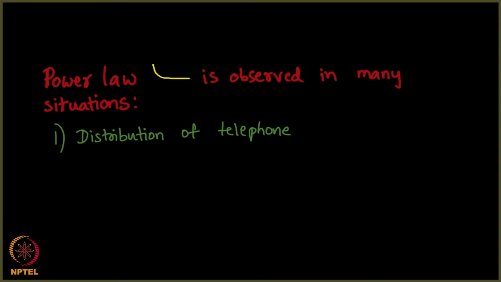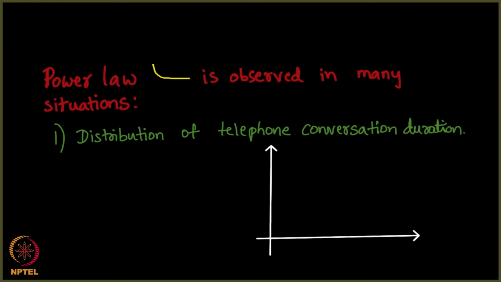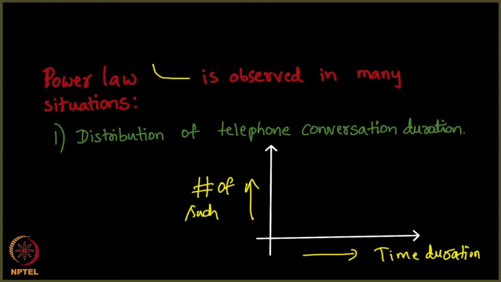This kind of distribution is observed in the telephonic conversation. For example, what does this mean? This means you again plot x and y axis. On x axis you plot the time duration of phone calls, and on y-axis you plot the number of such phone calls or percentage of such phone calls. Both are one and the same, and you will observe that it's again a drop like this.